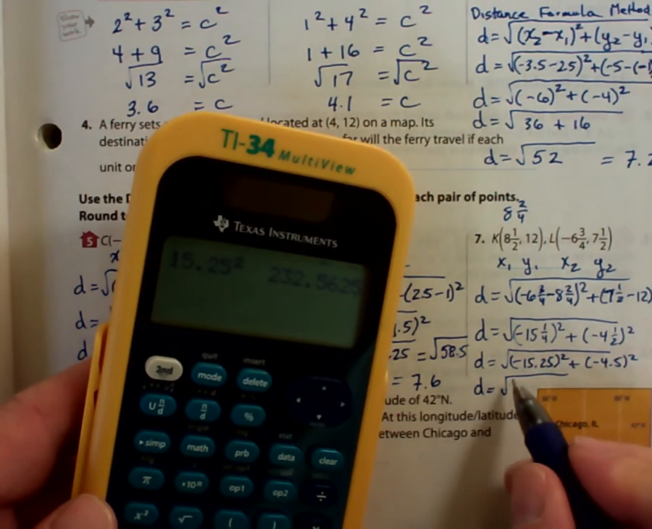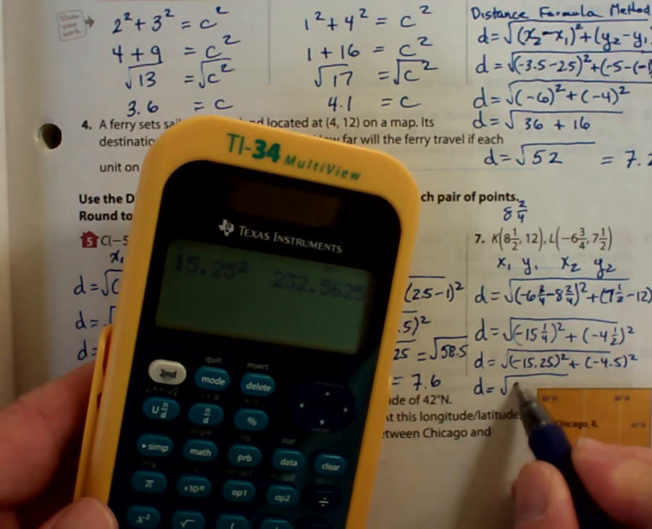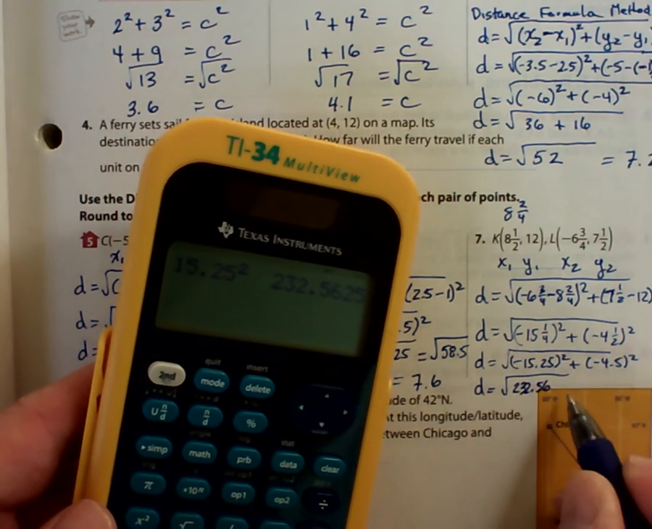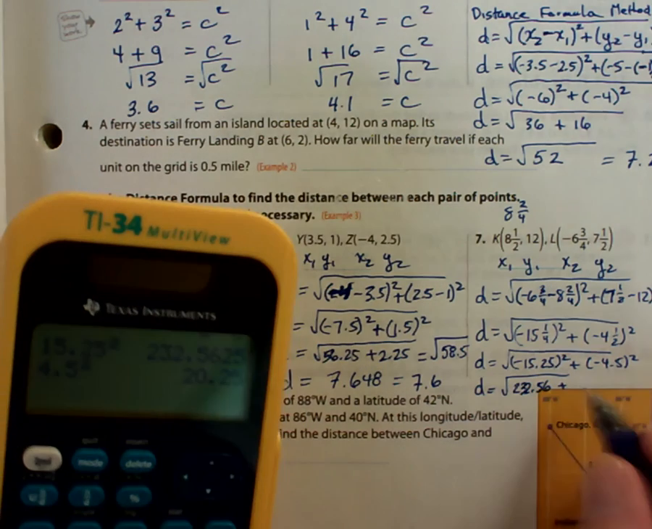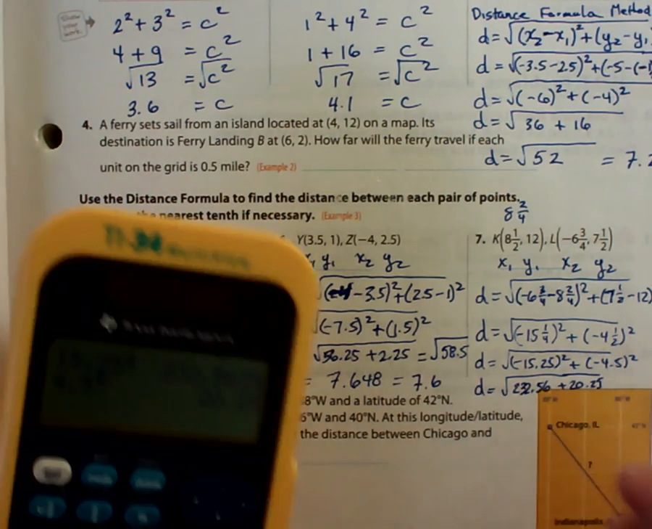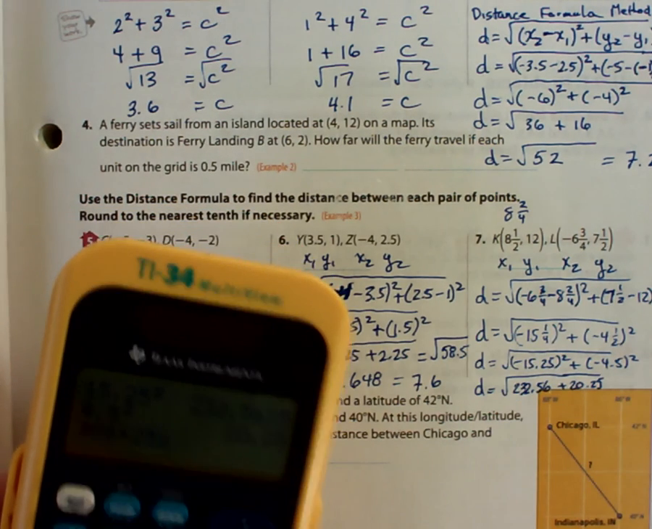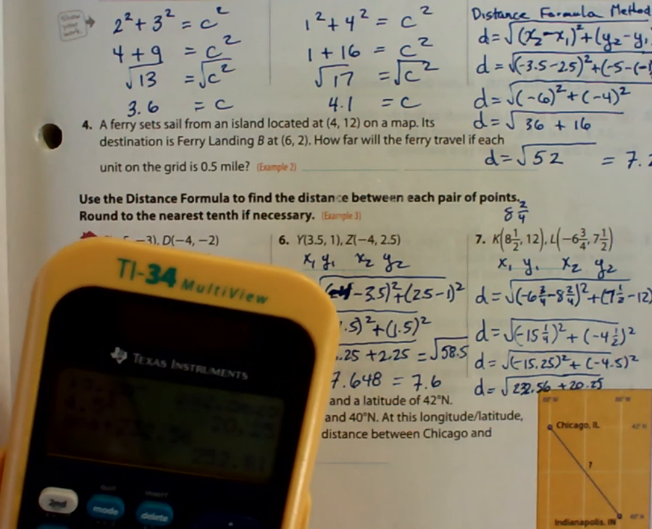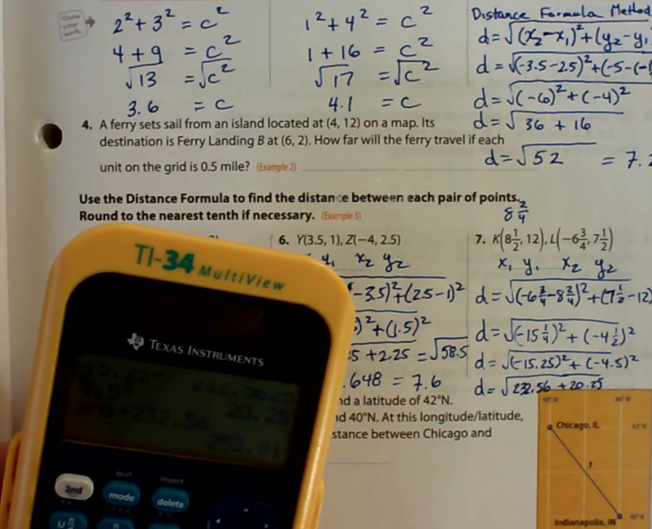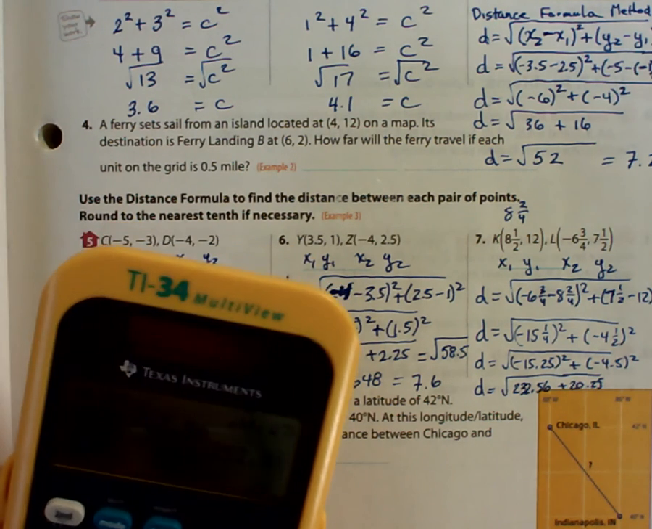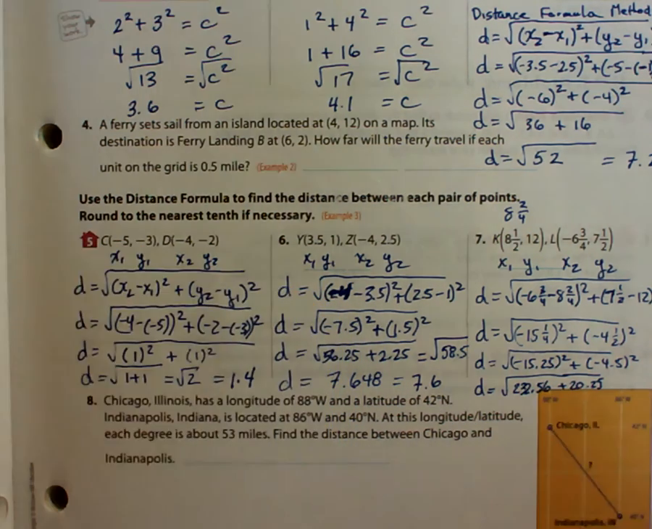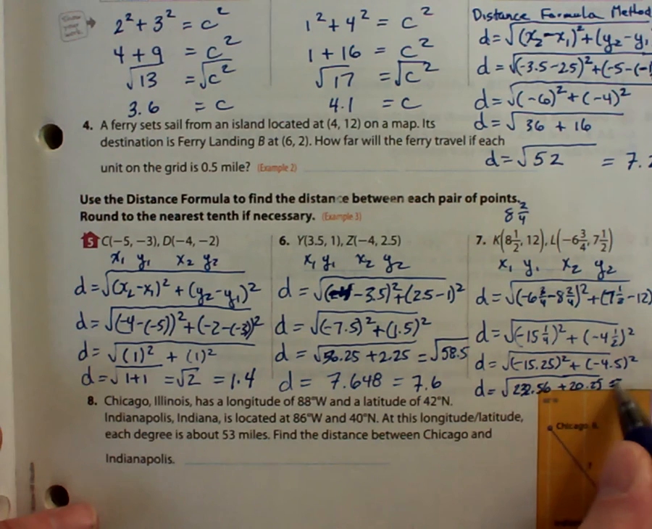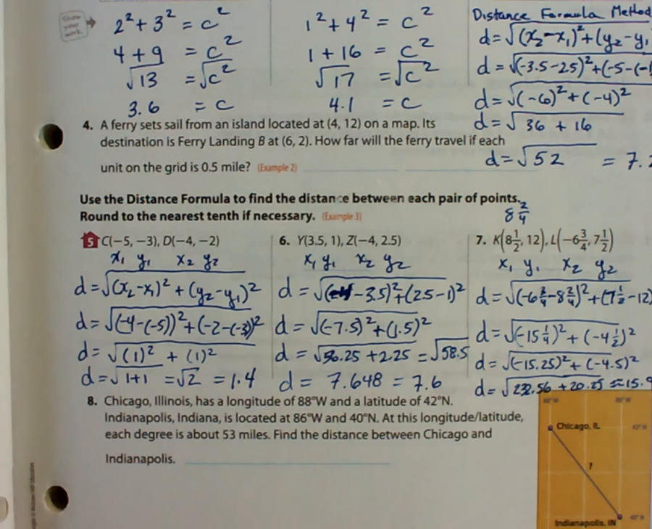You end up with the square root of 232.56, or you square that, and 4.5 squared is 20.25. Add those together. And you're going to be taking the square root of around 252.8. And you get 15.9, approximately. Okay. And we'll stop it there.